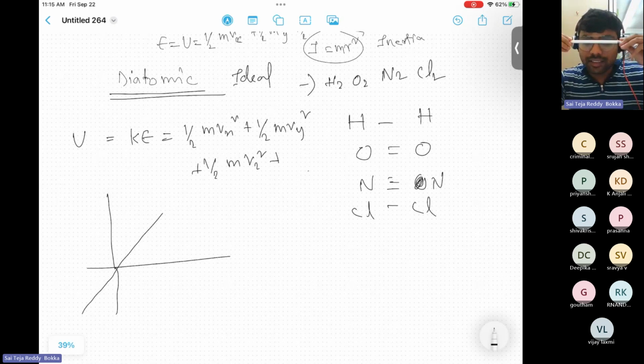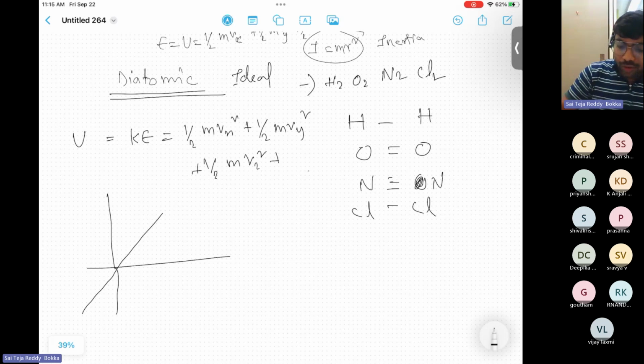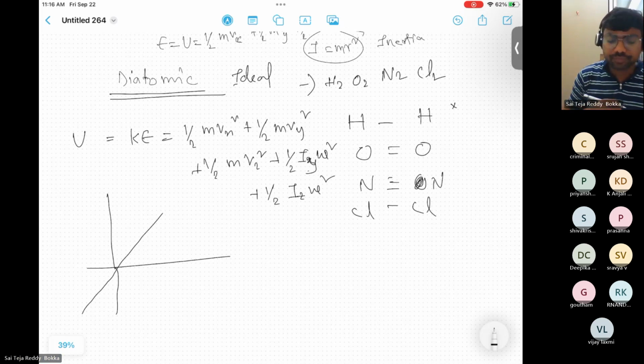So I'm neglecting the kinetic energy of the x-axis because it has a smaller radius, and it is spinning like this. So there is no inclusion of the x-axis, but I'm including half Iy omega square, next half Iz omega square. Is it clear, everyone?